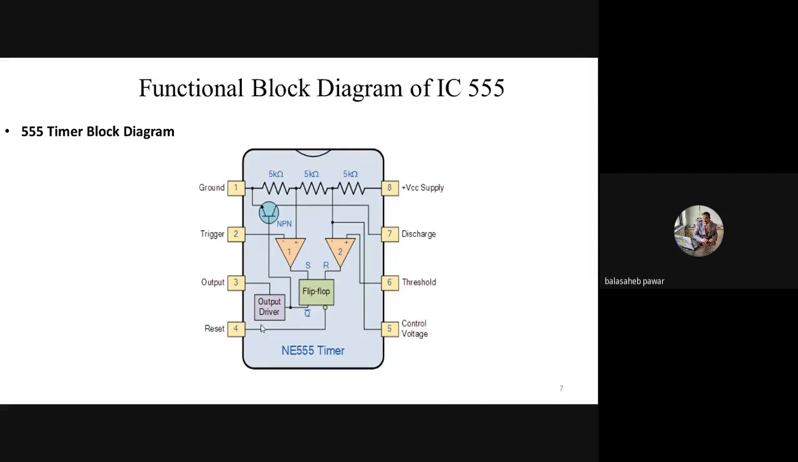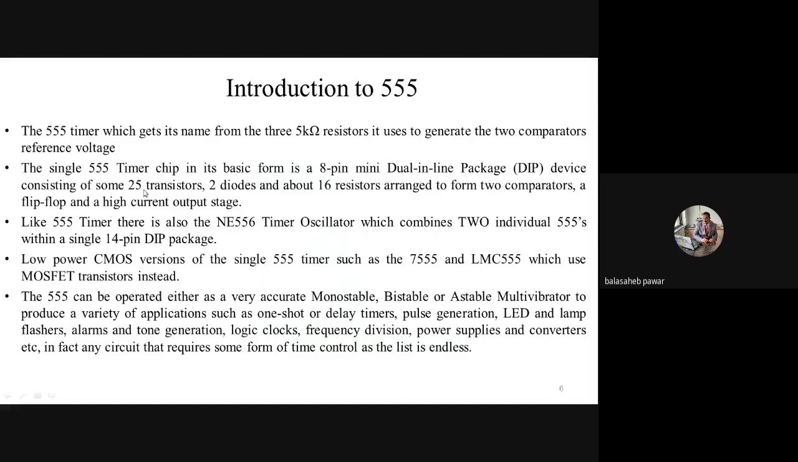Okay. Similarly, if the MOSFET is preferred, or if this is a CMOS based device, then in that output driver stage, the CD configuration, that is common drain configuration for that MOSFET is preferred, which has somewhat large current gain and voltage gain almost equal to unity. Okay. So basically all these devices are built by using transistors, and that's why it is mentioned almost 25 transistors are there, 2 diodes and about 16 resistors arranged to form 2 comparators, then flip-flop and high current output stage.